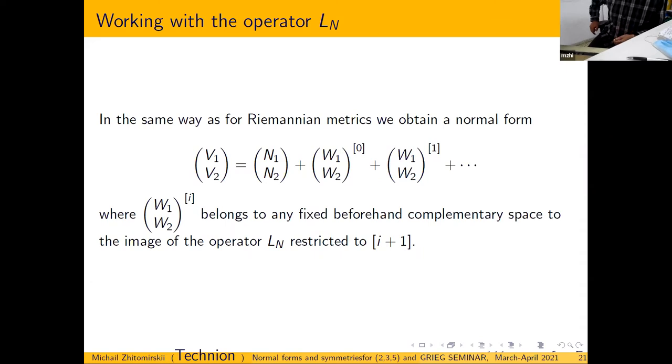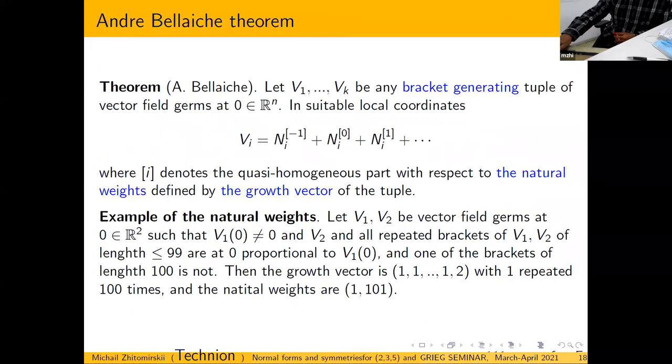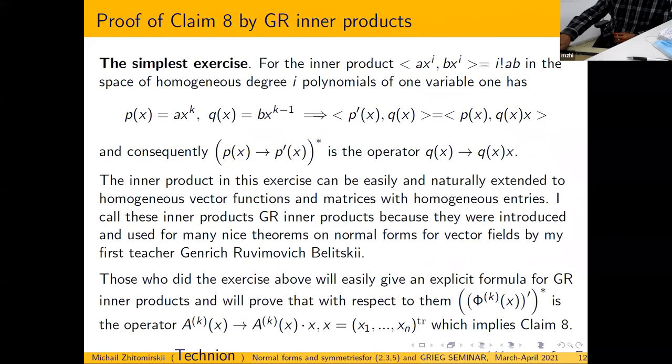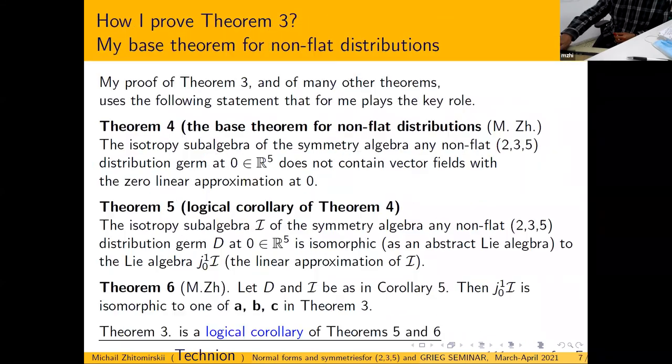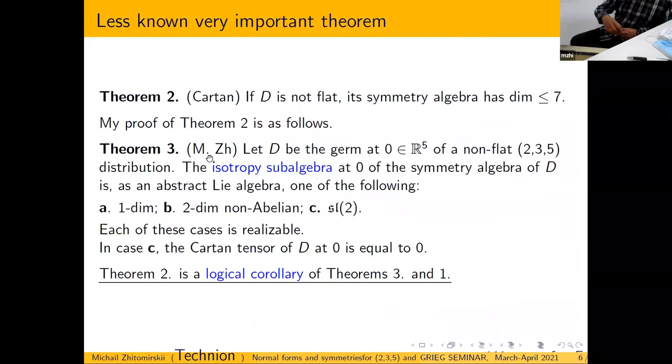So next time, I'll explain how to work with this operator. Well, what to expect: I'll explain a combinatorial problem, very simple. Then I immediately will do exact normal forms, and implementation of a Cartan tensor at a point, and then I will explain how to prove what I call the base theorem. So this theorem uses that. I'll explain also how to prove the Cartan theorem.